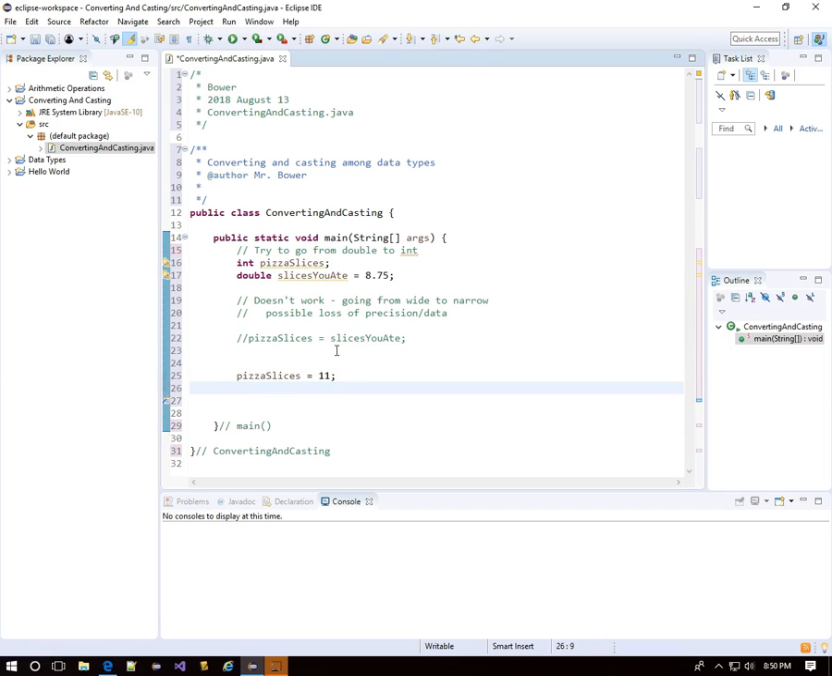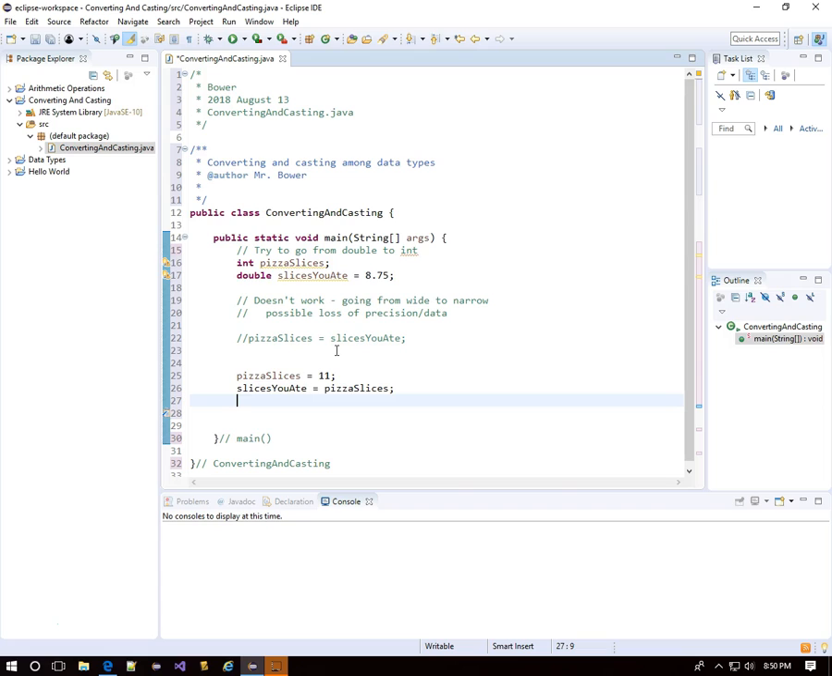Let's see what happens going the other way. We'll have pizza slices equal to 11, and set slices you ate equal to pizza slices. Looks like this is okay. We can go from narrow to wide. We're all right to set a double equal to an int. In fact, we've seen this before in a previous program.